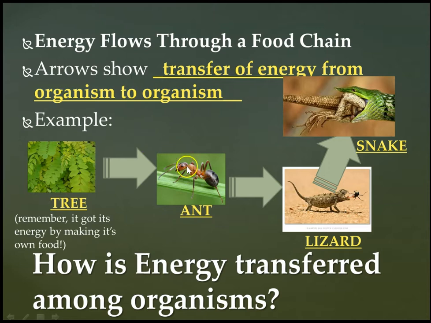The energy from the tree goes into the ant. The energy from the ant goes into the lizard. The energy from the lizard goes into the snake.